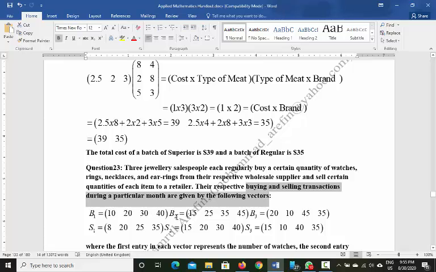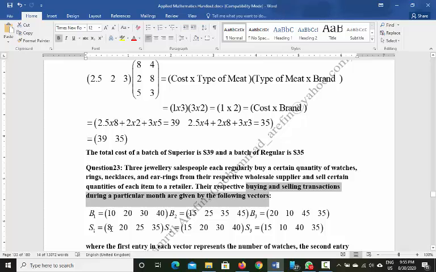B2 represents the buying pattern of second salespeople, and S2 represents the selling pattern of second salespeople. B3 represents the buying pattern of third salespeople, and S3 represents the selling pattern of third salespeople. So 10 represents, in a particular month, the first guy is buying 10 watches, 20 rings, 30 necklaces, and 40 earrings.